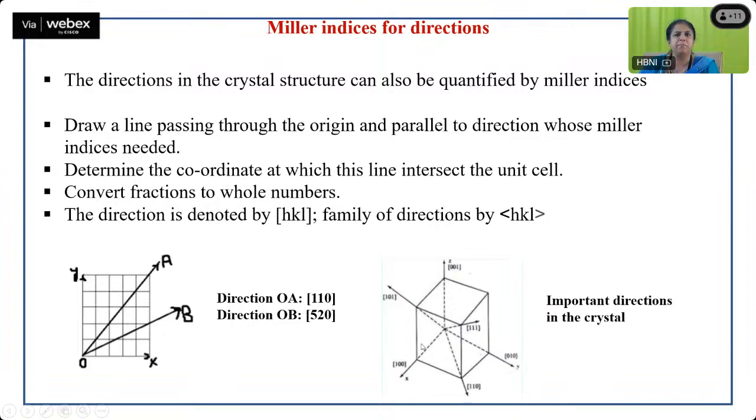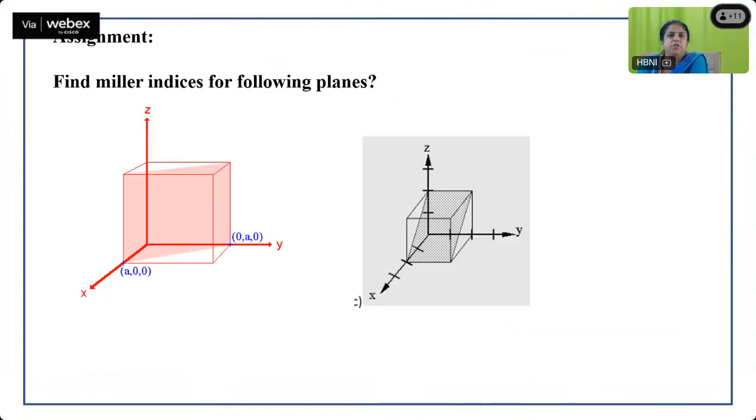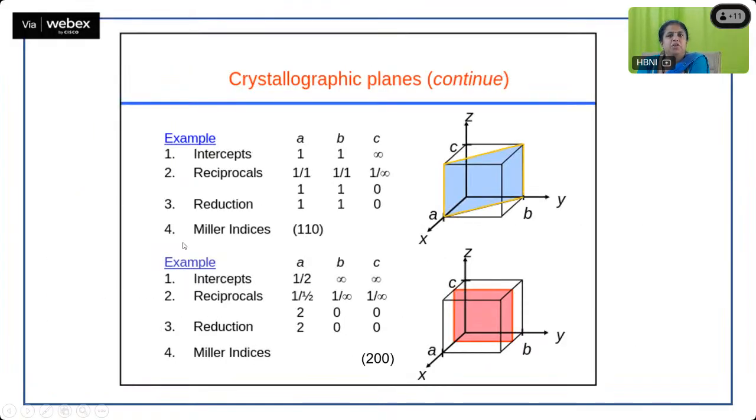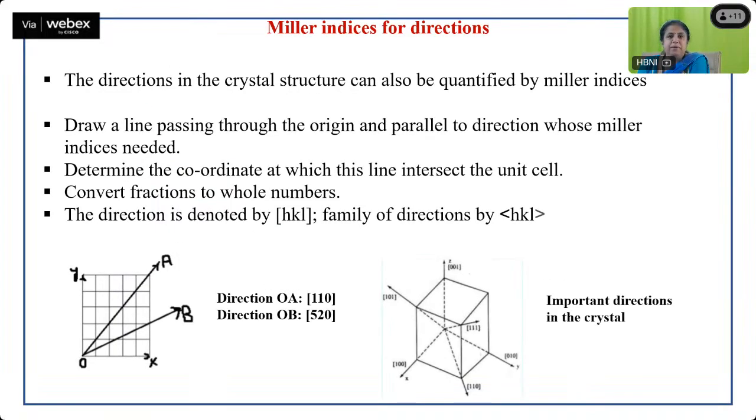Now, these are some of the important directions in the crystal. And one more interesting thing I've not mentioned here, but I would want to tell you: if your plane and direction have got the same Miller indices. Okay, you remember what your 100 plane was? This was your 100 plane, right? And a 100 direction would be the direction perpendicular to this plane. So this was your 100 plane and this is your 100 direction.